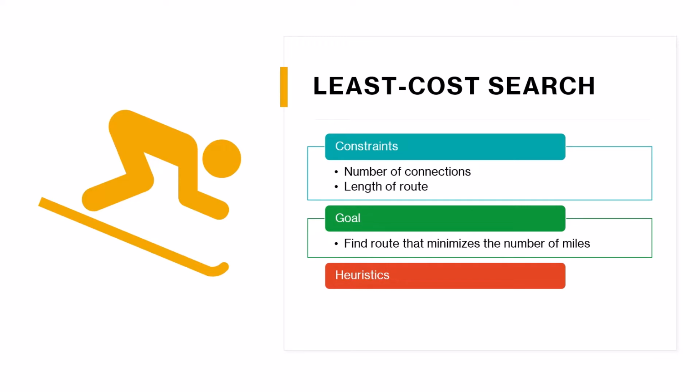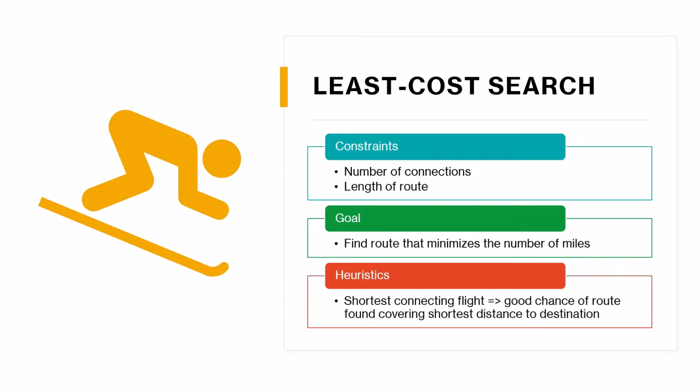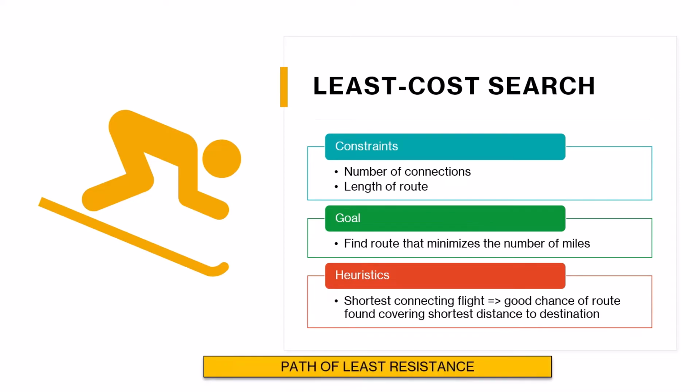Remember that least cost search is a heuristic search method. The thinking that will apply today is if we find the shortest connecting flight to the destination, then that would shorten the entire length of the route. In other words, the shortest connecting flight would imply that we have found a route that covers the shortest distance to the destination. So in effect, using the least cost search, we are following the path of least resistance.